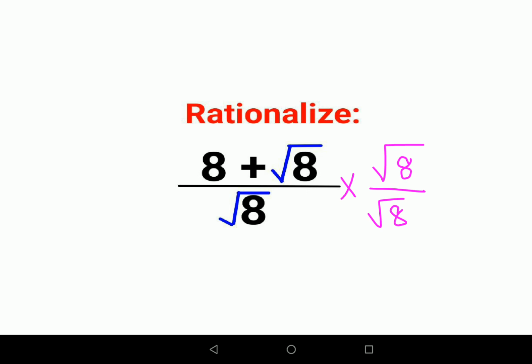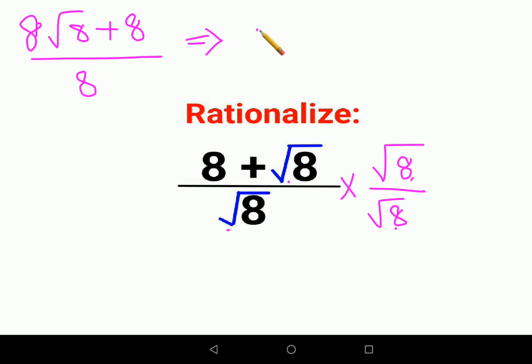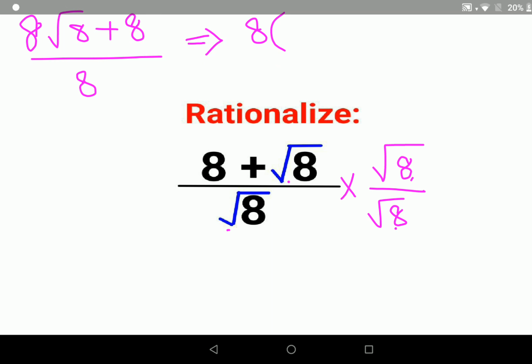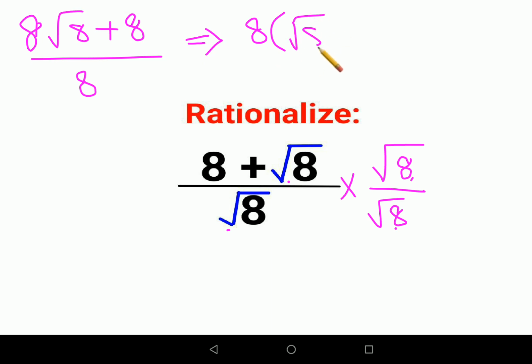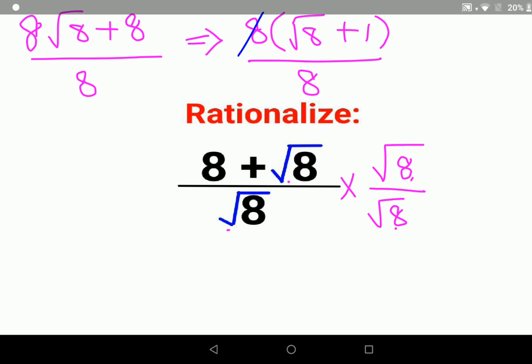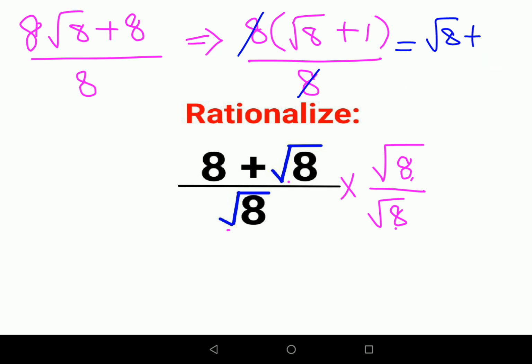So now this will look like 8 root 8 plus this root 8 into root 8 will get you what? Just 8 upon... now root 8 into root 8 in your denominator looks like just 8. Correct? So now we can take 8 common from your numerator and this root 8 will remain as it is, and the denominator also has an 8. So now this 8 and this 8 cancel. So you are left with what? Root 8 plus 1.